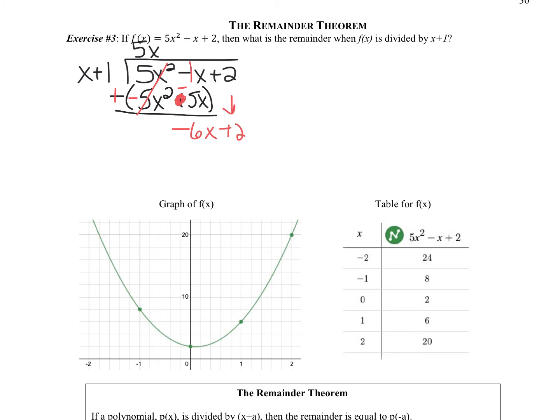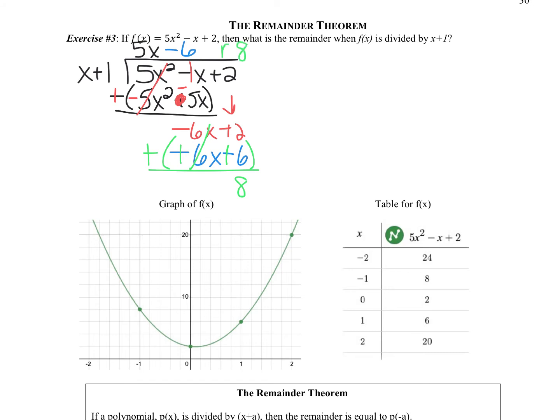and then we bring down the plus 2. X goes into negative 6x, negative 6 times, so I have negative 6x minus 6 when I multiply it out. Then I'm going to subtract and change my signs. This cancels, and I have a remainder of 8.